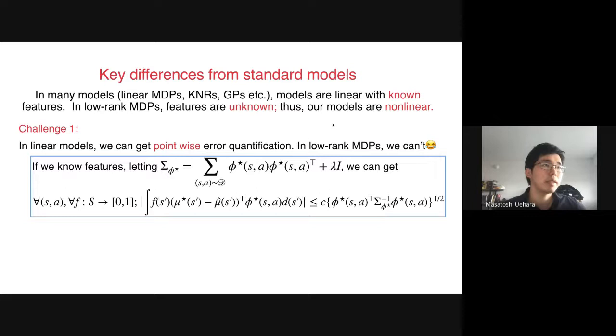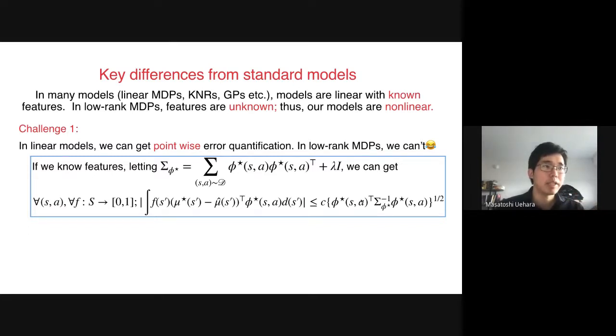So this means that, let's say we know the features phi star, and then we can make the covariance matrix on the true feature phi star, and then we can get the following guarantee. Here I assume features are known, and mu hat is the learned feature, and f is any function. We can get this guarantee using Cauchy-Schwarz and also a regression-like guarantee easily. The right-hand side is upper bounding the error for the model by the elliptical potential on the true features.